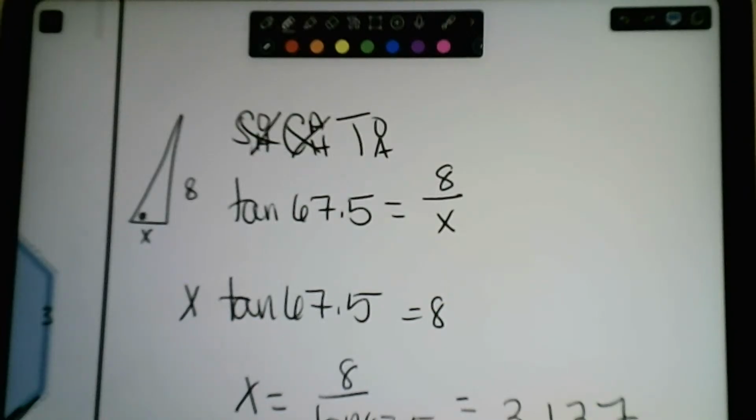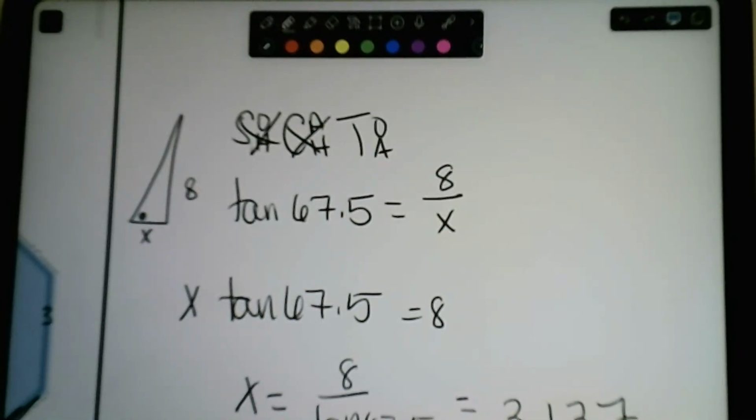Because I don't have any information about the hypotenuse, nor do I care about the measure of the hypotenuse, I scratch out the trig functions that had the H for hypotenuse. So sine and cosine, out. Not invited to the party, go away. Tangent is the only one left to use.